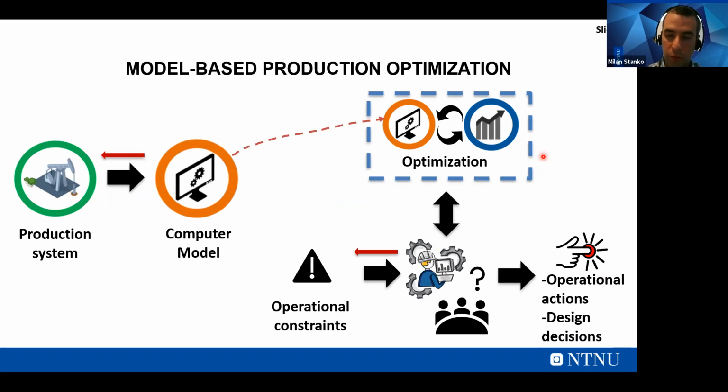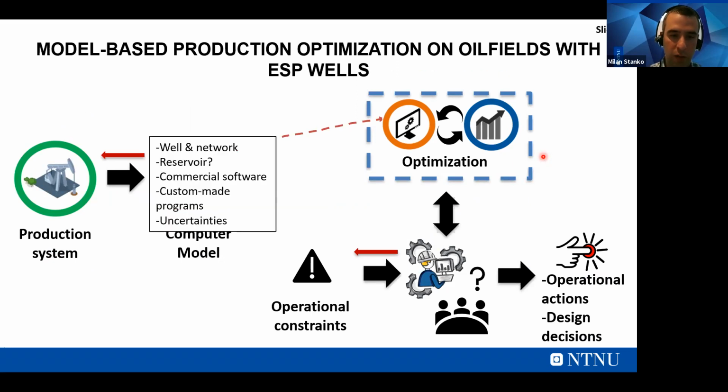So going back to our optimization scheme, we can say a few things here. For our particular case with ESP wells, the models we're looking at typically go from the formation, from the sand face, all the way to the processing facilities. That typically includes wells and the gathering network. Reservoir, I put a question mark because it's used, but it's often not completely coupled with the well and the network. You simply take some values from the reservoir model and use them as inlet conditions to the well and the network. We are going to see one example of that later.